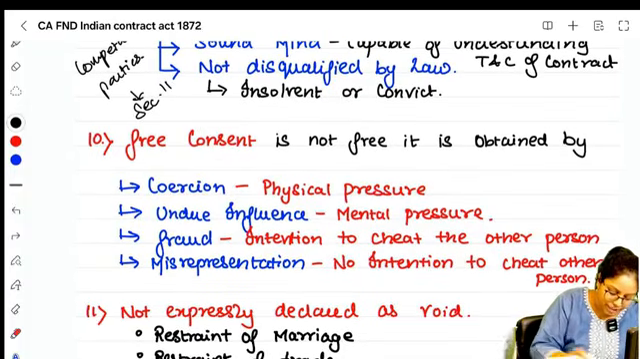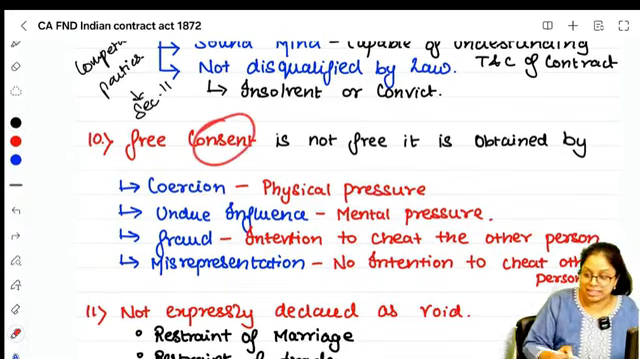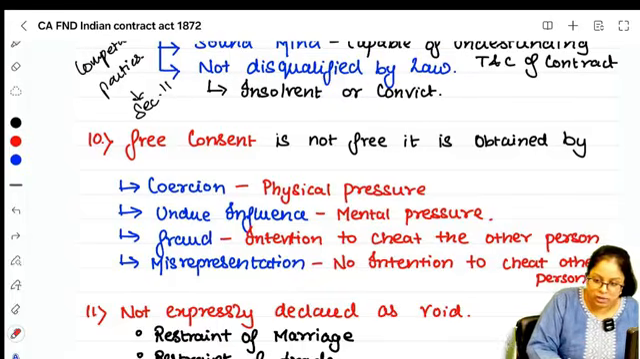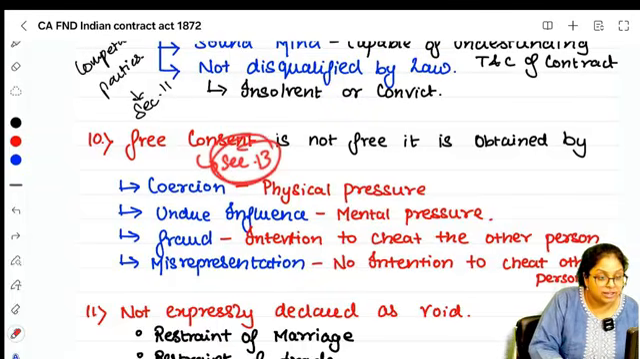Consent means two people agreeing to the same thing in the same sense. That is consent. Consent is section 30. Is consent clear? But நம்மளுக்கு consent இருந்தா மட்டும் போதாது.